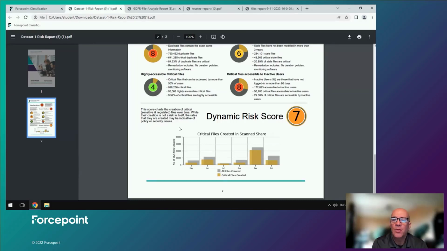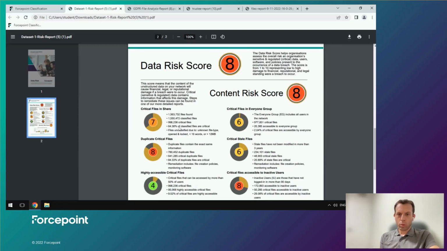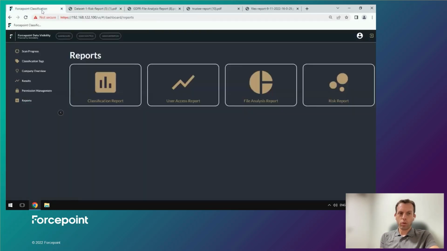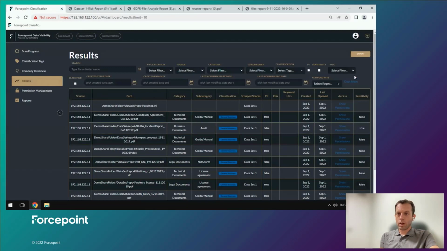Okay. So once you've got this report, then what would be the next steps? Or how would this report be used? So usually I will go with this report to the management to discuss an action plan. And once I get the action plan, I will go back to the Forcepoint Data Visibility UI and go to the results folder and check specific risk of files, or maybe even specific categories which I want to investigate.